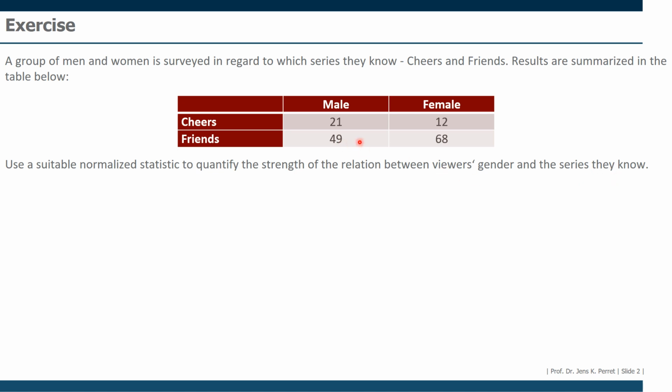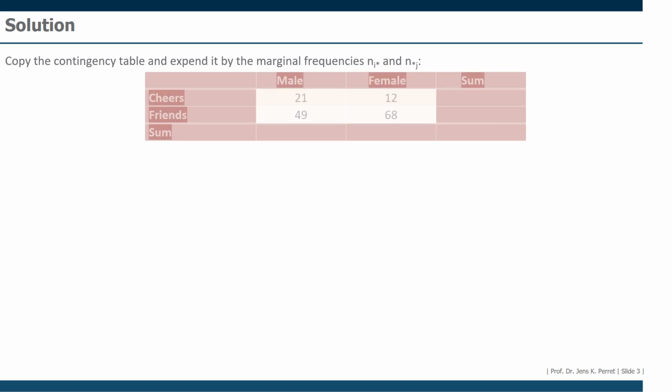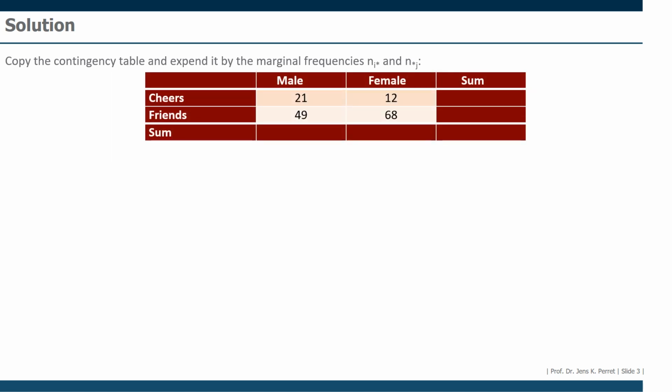Well, we could use the Yule coefficient here, but I would rather go for a more sophisticated version, and they're all based on chi-squared. So let's start by getting chi-squared and the respective frequencies we need for the calculation of chi-squared. The first step is the calculation of marginal frequencies. So we're going to copy the table here, and then we're going to add row sums and column sums.